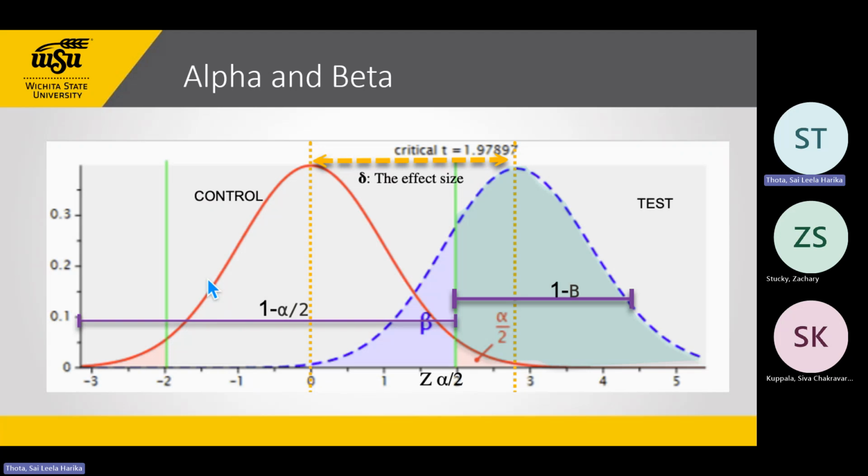And this is the graph explaining alpha and beta. If you observe the violet region, this is 1 minus alpha, I mean, 1 minus alpha by 2, and this is alpha by 2, and here we have the beta values, and this is 1 minus beta. So this is the graph simply explaining the alpha and beta values.